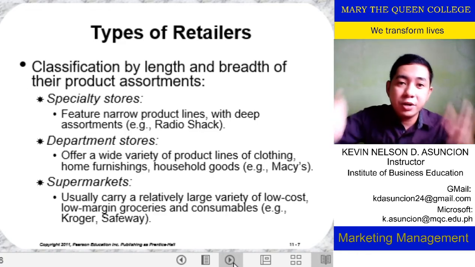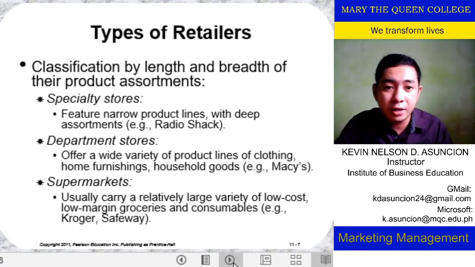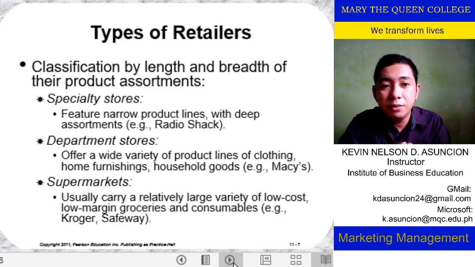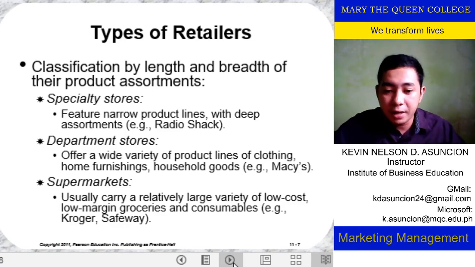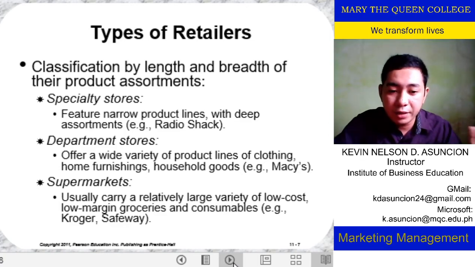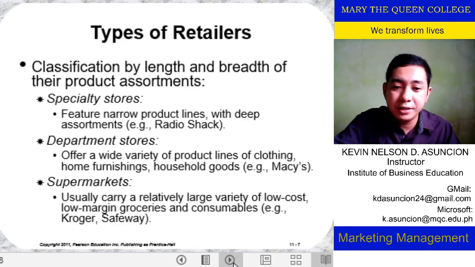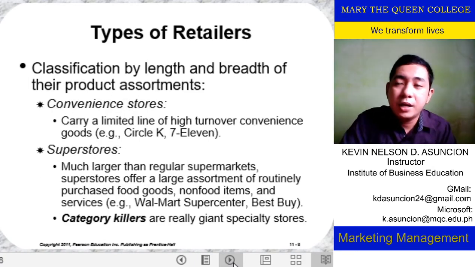Sa specialty store naman, iisa lang o narrow lang yung product line. The supermarket, mostly are available yung mga medyo may kamurahan na, kasi these are used for final consumption sa bahay.